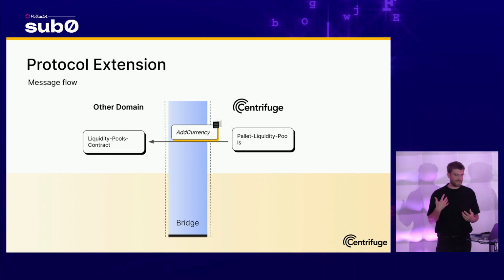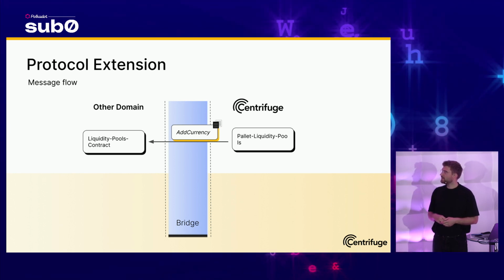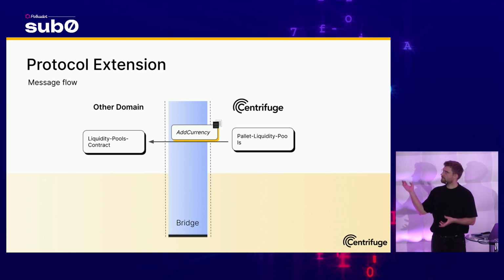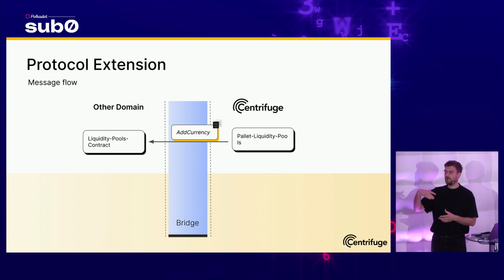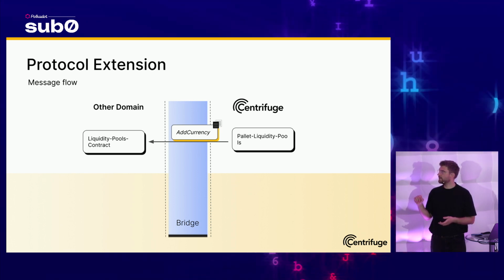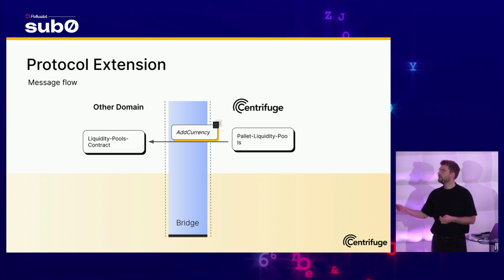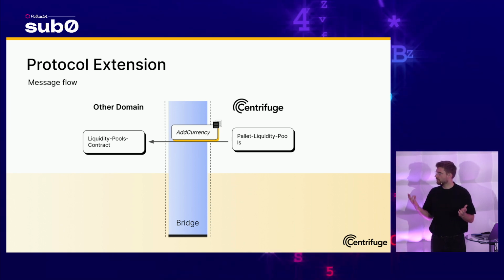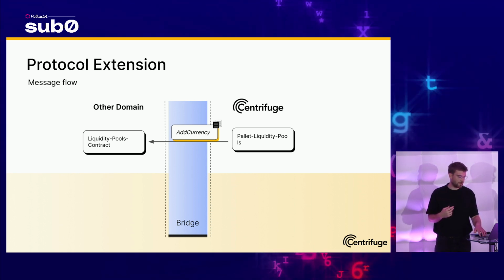And how would this actually work? Well, our pallet liquidity pools is basically the pallet that's interacting with other domains. And basically, anybody can trigger this add currency message because during registration of an asset, the location in the ORML asset registry actually contains all the information to which other domain this belongs to, which is democracy controlled, but then adding a currency to another domain is actually permissionless. Of course, it will only work once, but you can trigger it multiple times if you want to.